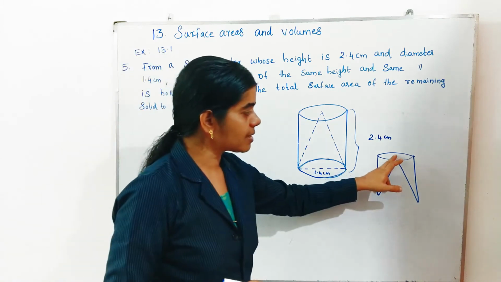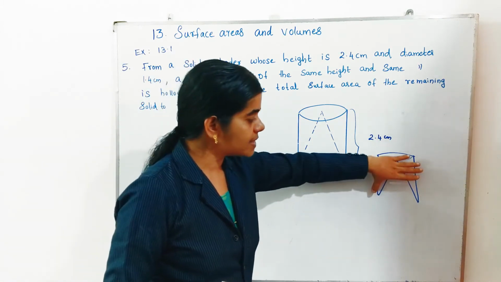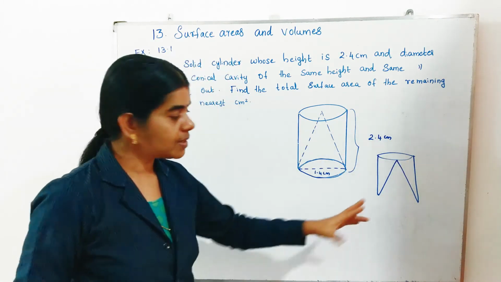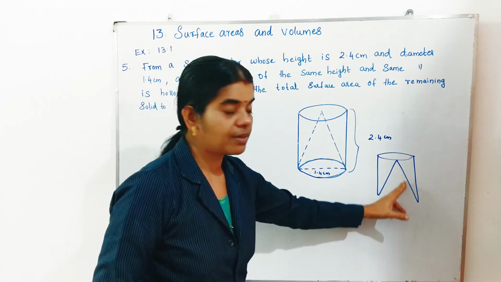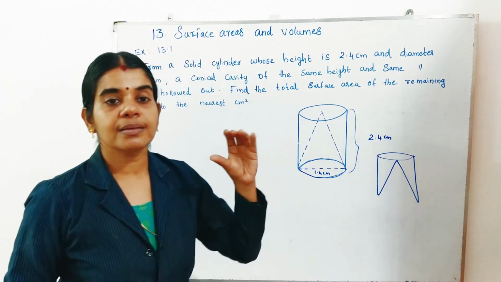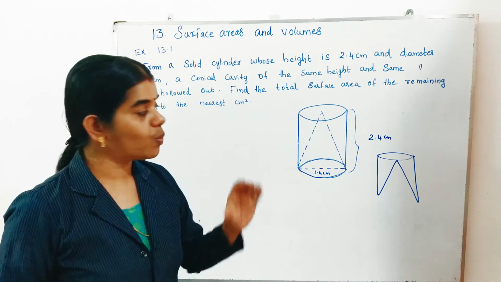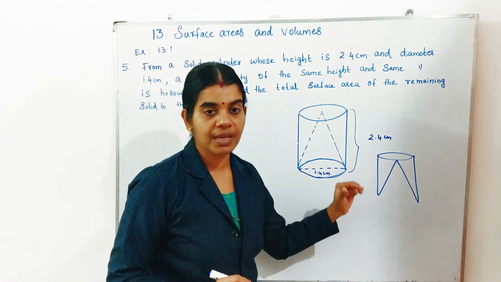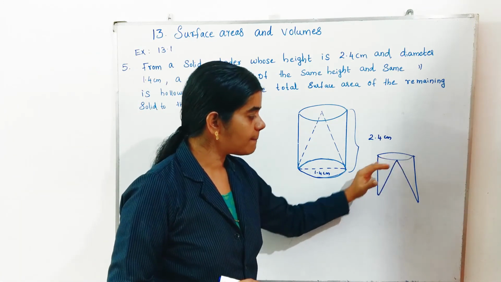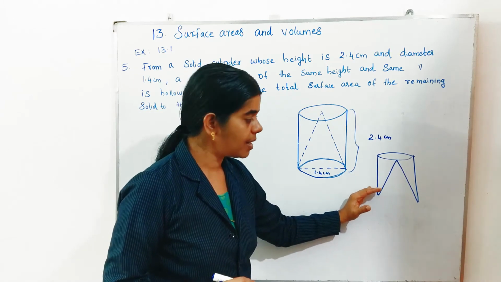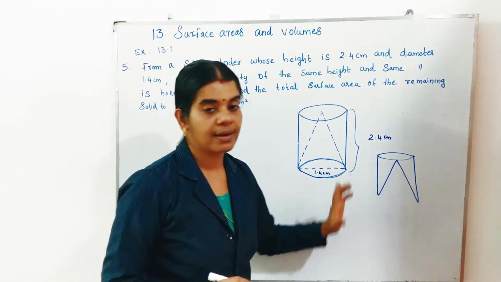That means this circle part is already there. The curved surface area of the solid is there. Then this part also we can view, that will be the CSA of the cone. So what will be the surface area of the remaining solid? Pi r square, plus 2 pi r H, plus pi r L.